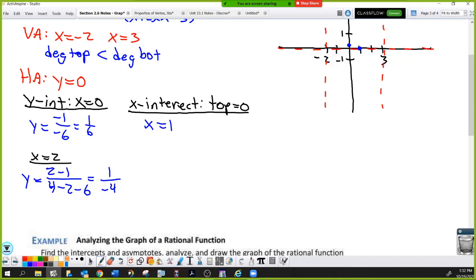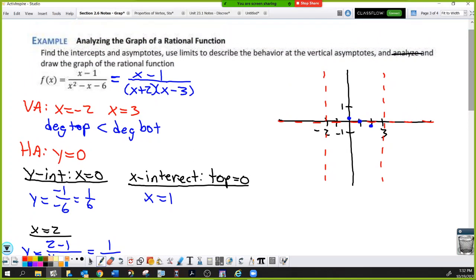Let's see, trying to get to scale as possible. This will put me right around there. So what's happening is that this graph is doing something like this. Something like that. Cubic-ish in between, because it's going up as it goes to the left and it's going down as it goes to the right. It's going to have some kind of cubic shape.